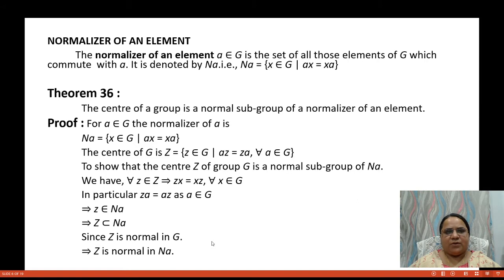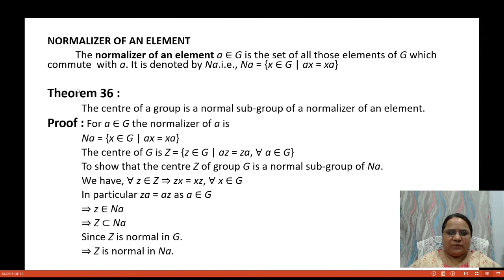Next we have the normalizer of an element. The normalizer of an element a belongs to G is the set of all those elements of G which commute with a. It is denoted by N(a), that is N(a) is equal to the set of x belongs to G such that ax must be equal to xa. So this is the difference here.